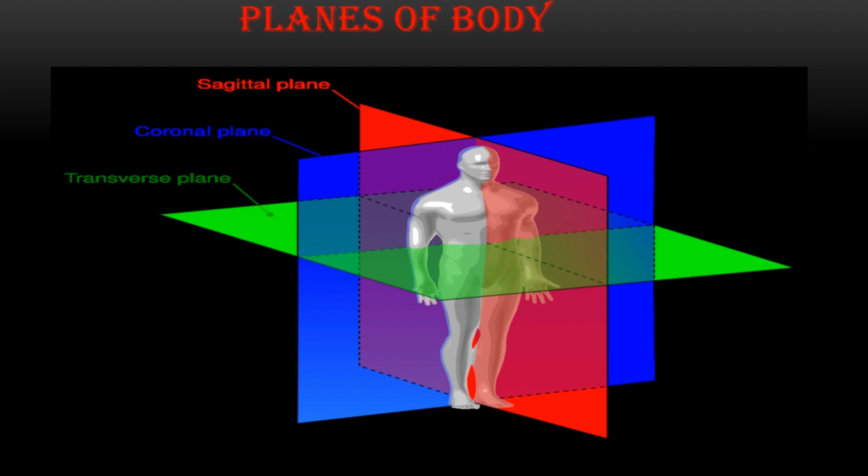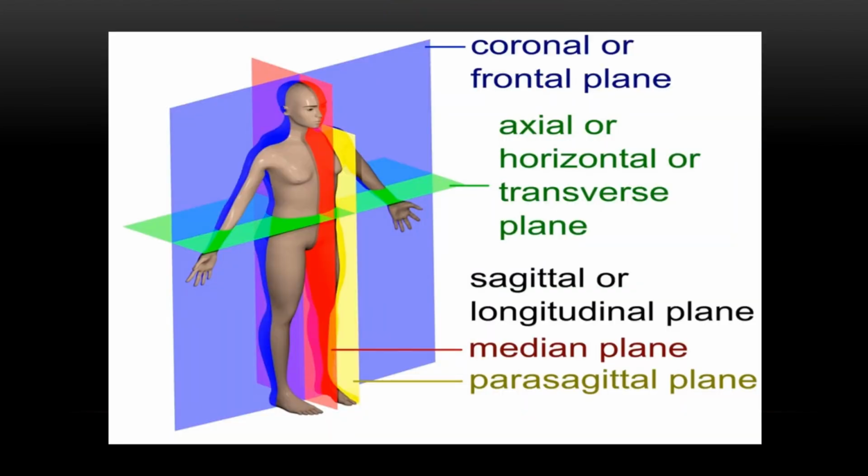Next, we have the transverse plane, which is also called the horizontal or axial plane. It runs horizontally and divides the body into upper and lower parts. There is also another plane called the parasagittal plane. It divides the body into unequal right and left halves. It runs parallel to the mid-sagittal plane.